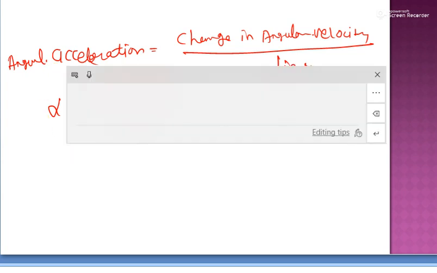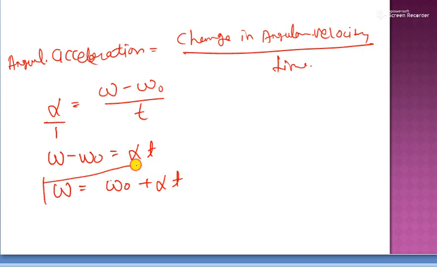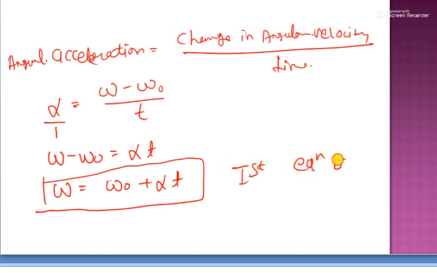So here we take 1 in the denominator. Now we do cross multiplication: omega minus omega naught times 1 is omega minus omega naught, and alpha times t is alpha t. Now omega naught is transferred to the RHS and becomes plus omega naught, so omega equals omega naught plus alpha t. So students, omega equals omega naught plus alpha t is the first equation of rotational motion.